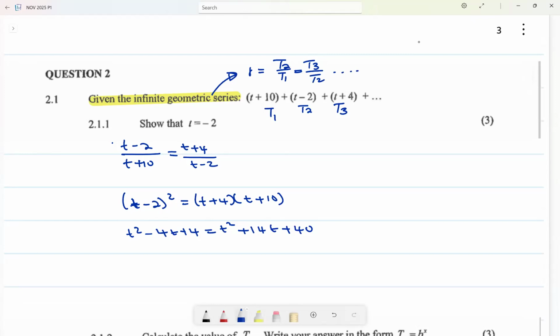When I apply the zero factor, t squared and t squared will cancel, then -4t - 14t is -18t. It is equal to 40 - 4, which is 36. And then t is equal to -2.